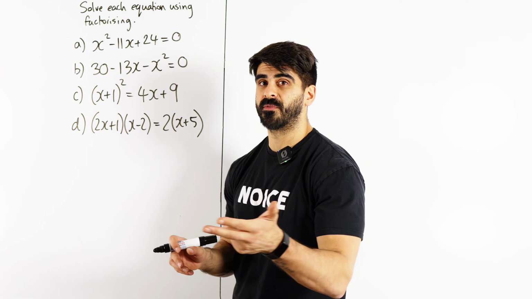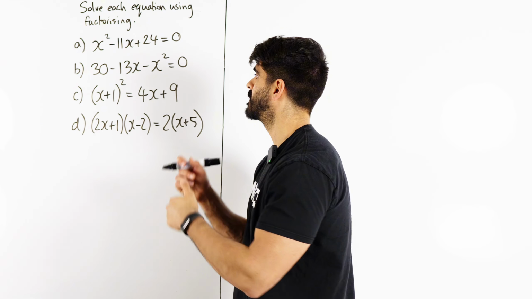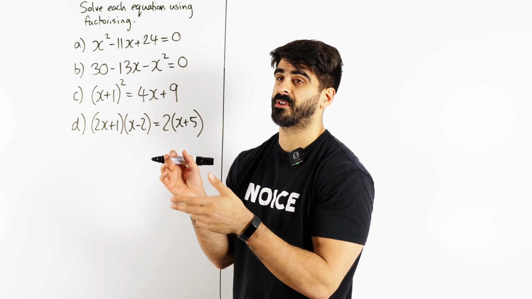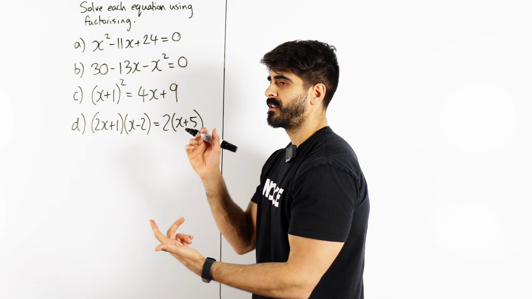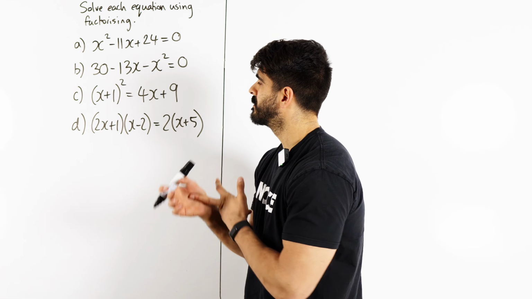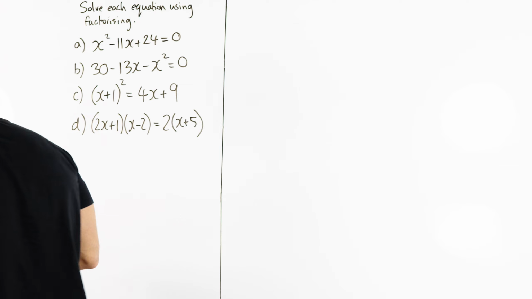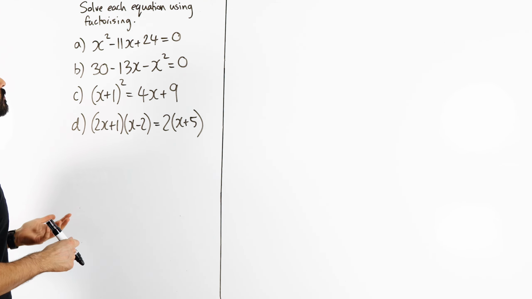So there's three different ways we can solve quadratics. It's by factorizing, provided that you have rational solutions, so you could have fractions as well. Then you have the quadratic formula, which we'll discuss in another video. And my favorite, completing the square, which we'll do in another video. So, solve each equation using factorizing.